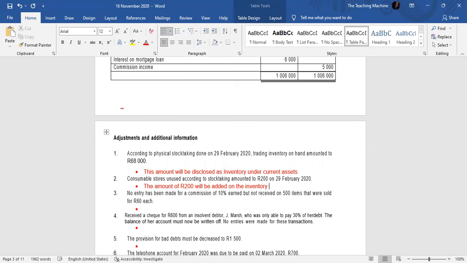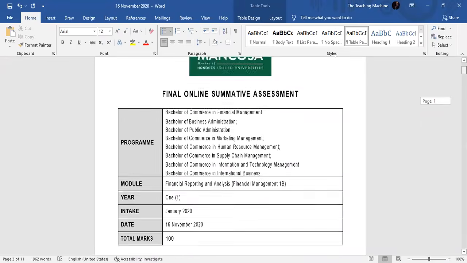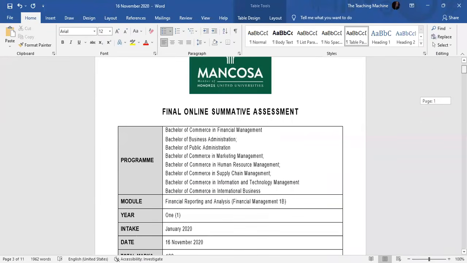Okay. Now, I just want to pause and allow students to ask questions. You can unmute yourselves. Okay, this is the paper we are dealing with. Okay, so far so good.